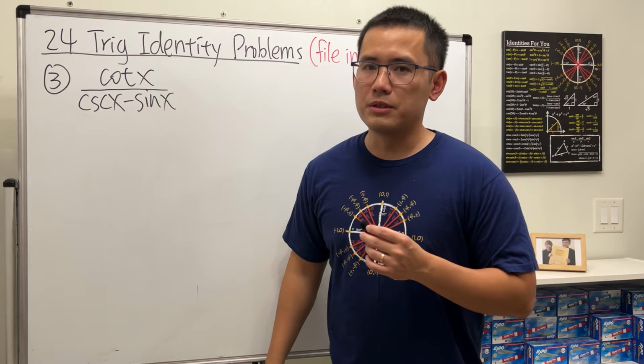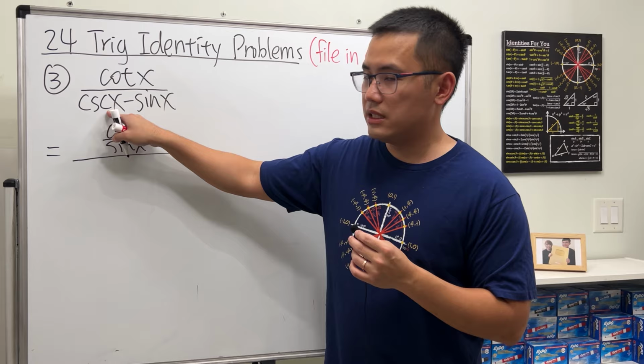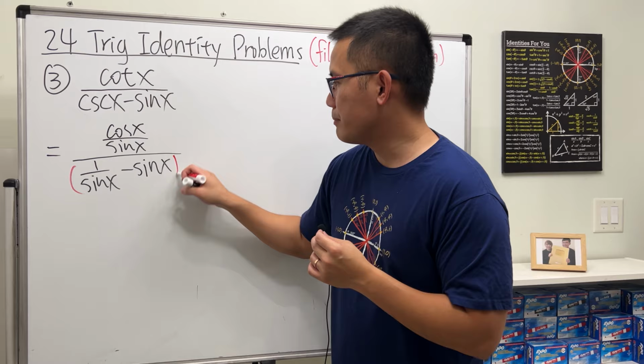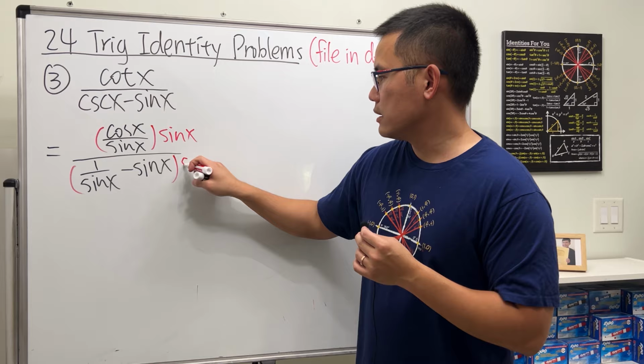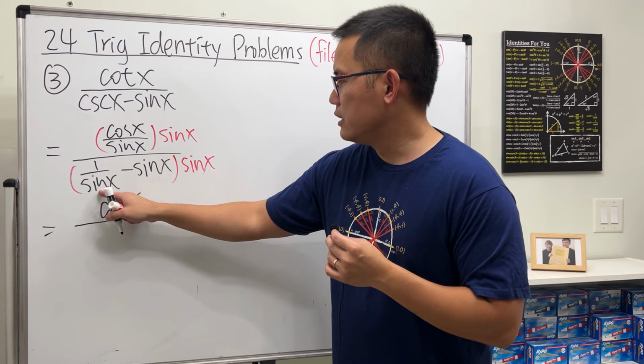So for the top, that's what? Cosine x over sine x. Over, this is 1 over sine x. Good. And then minus sine x. And then now what? Well, let's multiply the top and bottom by the same denominator, which is just sine x. So that's pretty nice. For the top, this and that cancel, so we just have cosine x. As for the bottom, distribute, this times that is just 1, this times that is minus sine square x.